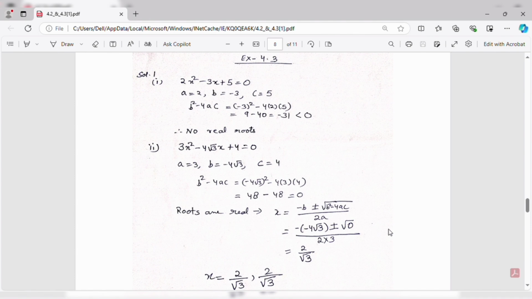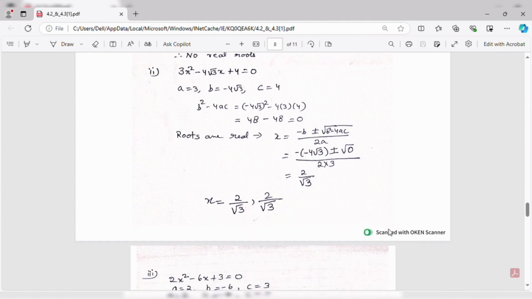First we will find the discriminant to get the nature of roots, and after solving we will get b² − 4ac = −31, which is a negative number. So this equation has no real roots.